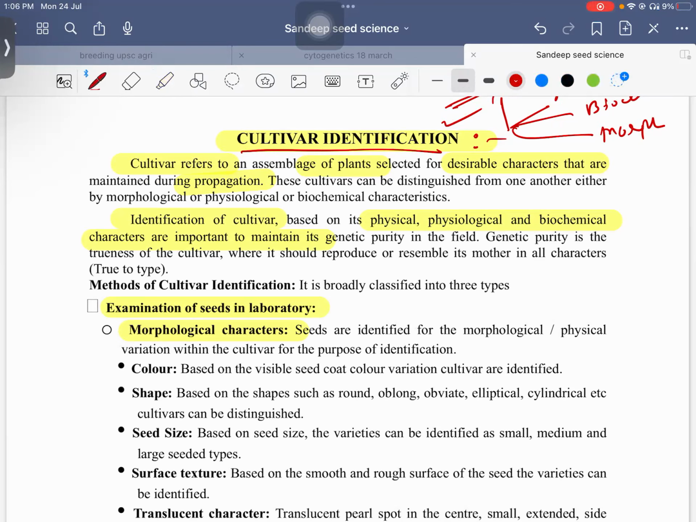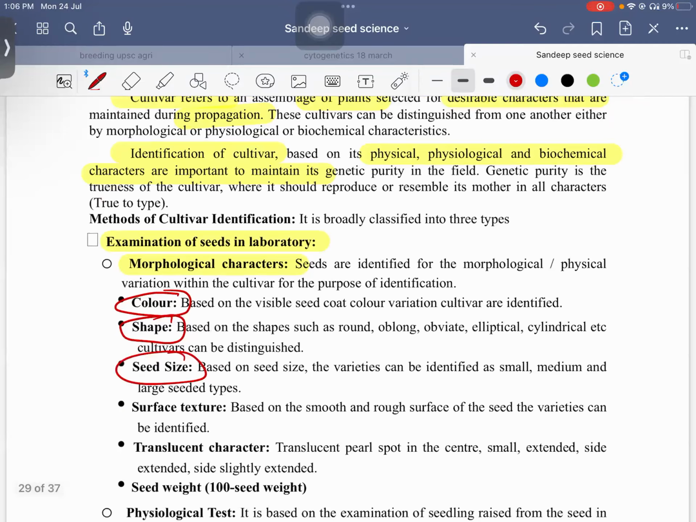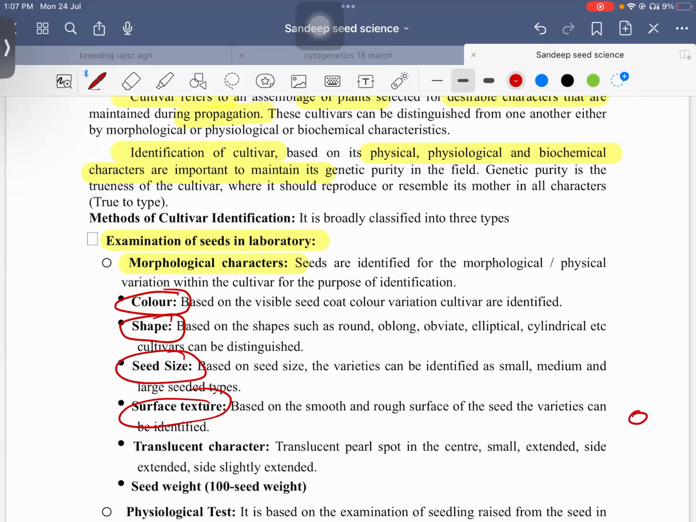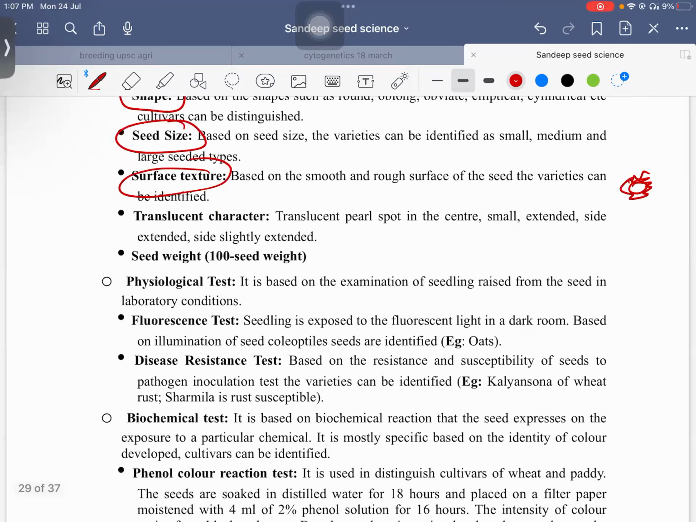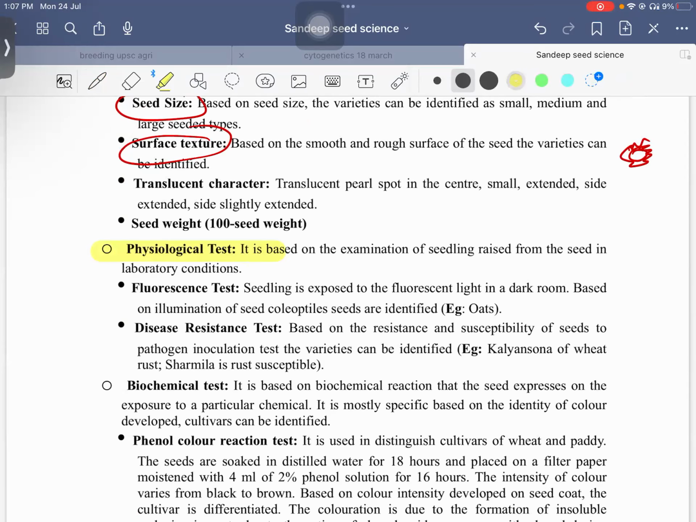What happens here is morphological character, like color. Based on color, you can differentiate. Second, it can be based on shape. It can be based on seed size. It can be based on texture. Texture means how you touch and feel, whether a rough surface is there or not. Based on that, we can differentiate a variety. That is what it is telling. Nothing big.